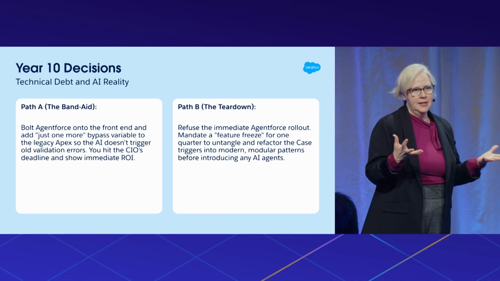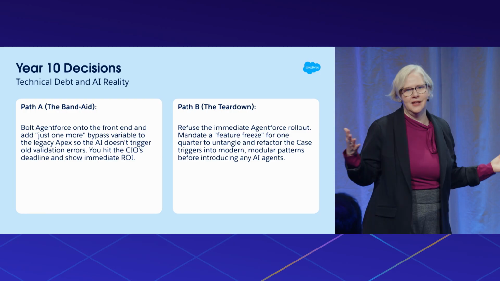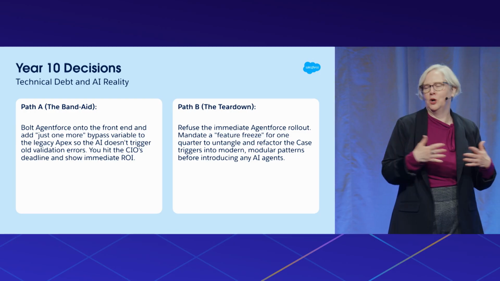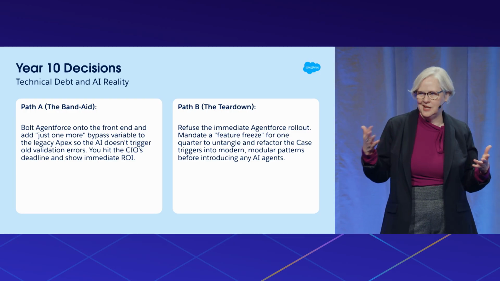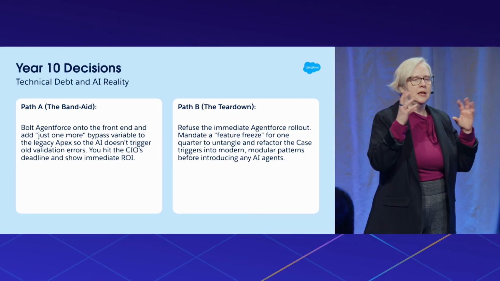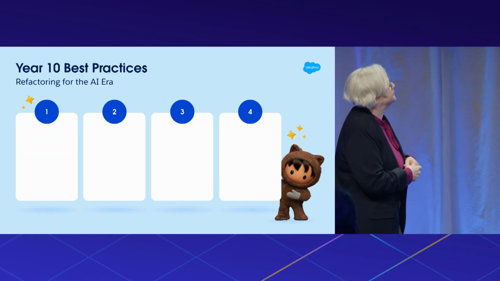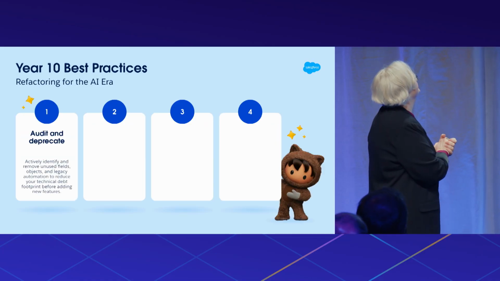So weighing these things out, thinking about when you get into year 10, I have not seen an org that is perfectly maintained at 8 to 10 years. It's just a fact. So as we have Agentforce coming in, thinking very clearly about what do I need to untangle. So some best practices.